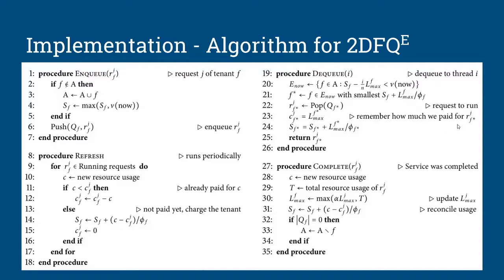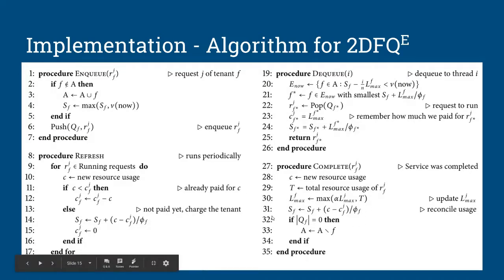And so this is how much you paid for RJF. So that is about it. And if we still have credit, we subtract it from line number 12 here. Otherwise, we increase the tenant's clock forward, which is here in line 14 after the else, after the if else statement. And we reconcile the final resource measurement with remaining credit in line 31.